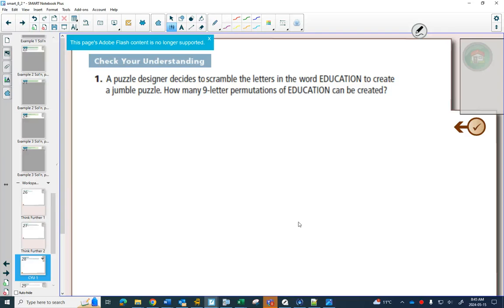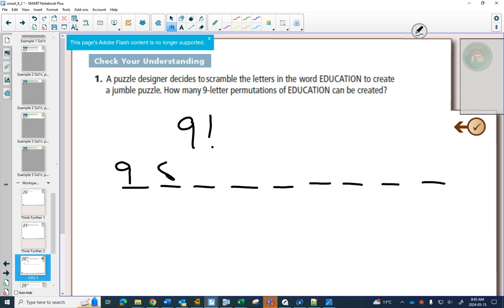The puzzle designer decides to scramble the letters of education. And education has 9 letters. So we could either do this with spaces and draw 9 spaces and say I have 9 choices for the first letter. I've used up a letter. Now there's only 8 letters left, then 7, then 6, then 5, then 4, then 3, then 2, then 1. But it'd be a lot quicker if I just wrote 9 factorial.